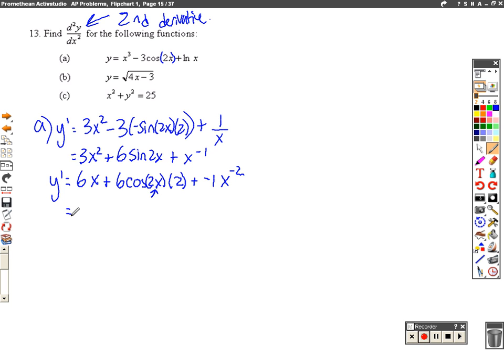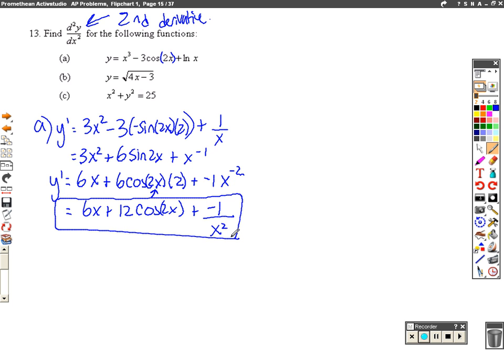Let's clean this up a little bit more. We've got 6x plus 6 times 2, which is 12, cosine of 2x, plus, let's put this up here, negative 1 over x squared. And this is your answer. All right, moving on to b.